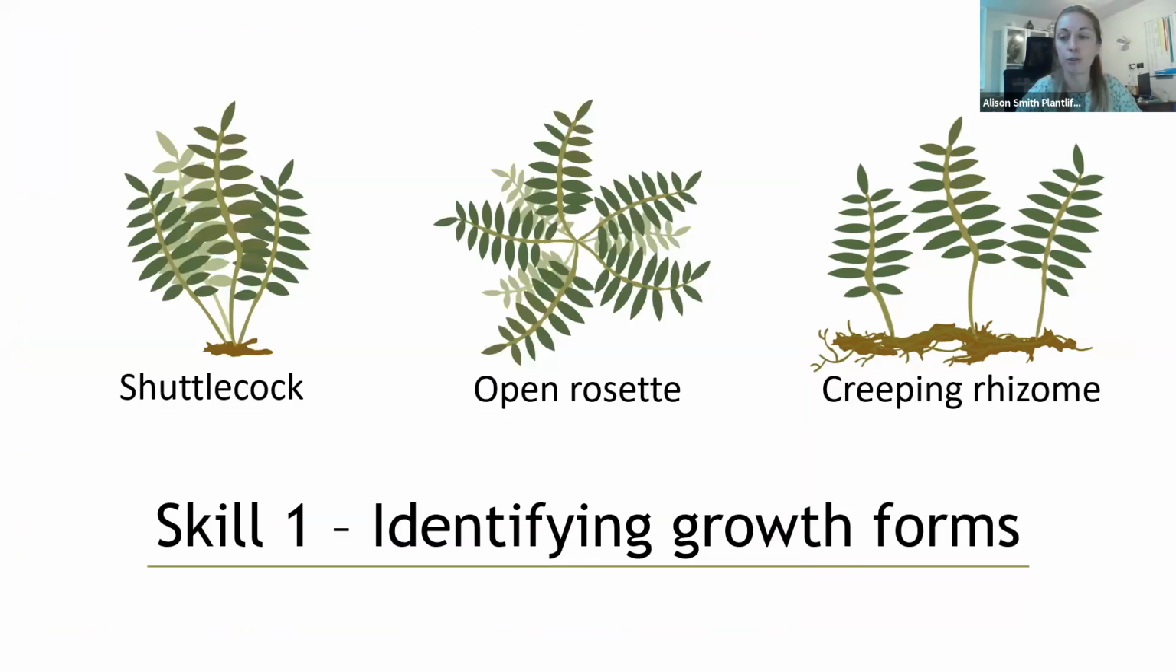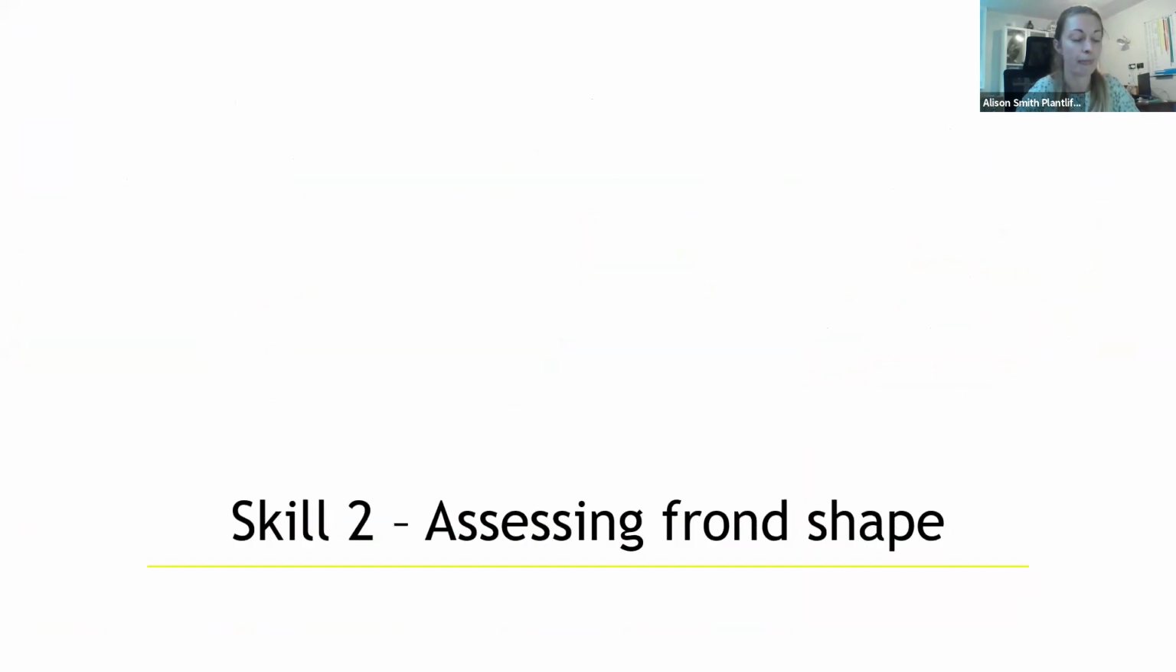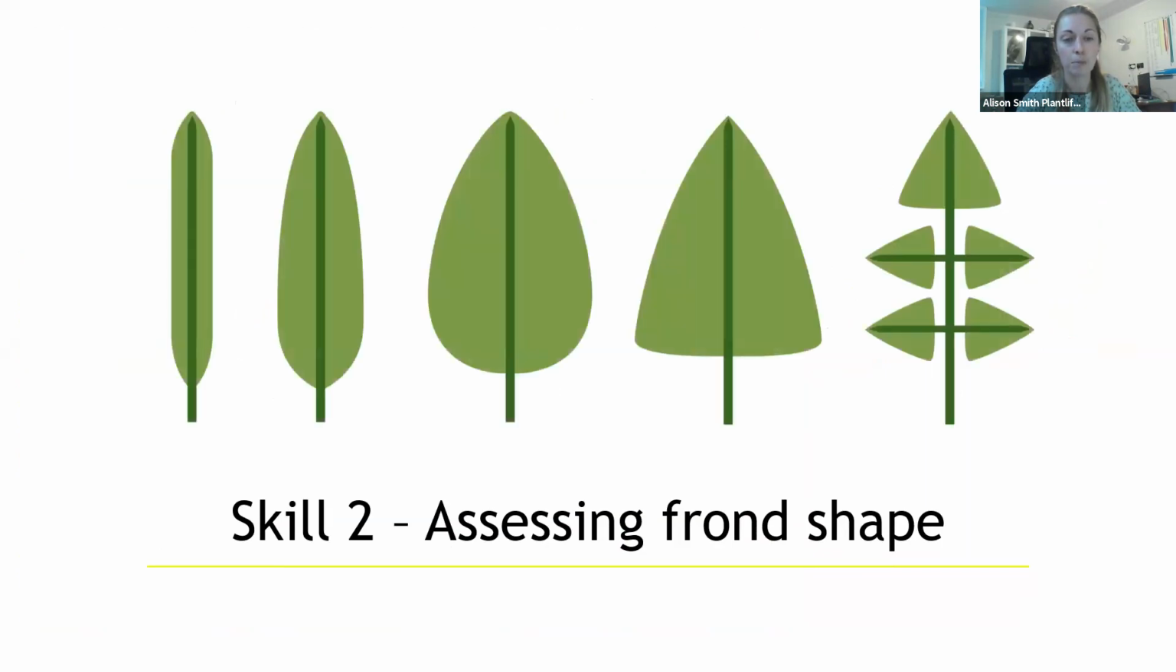So identifying growth forms is a really useful thing if you want to identify ferns. Next, assessing frond shape. The fern fronds are different shapes. Some of them are very, very narrow. Some of them are more broad. Some of them are actually triangular.